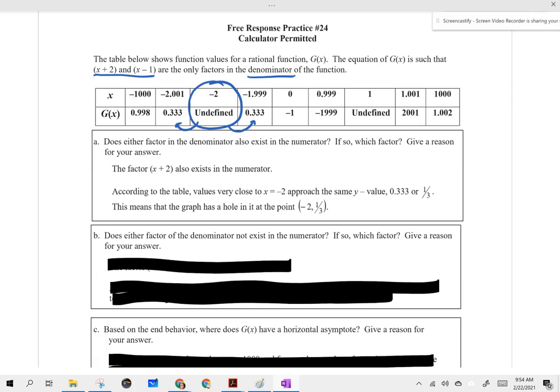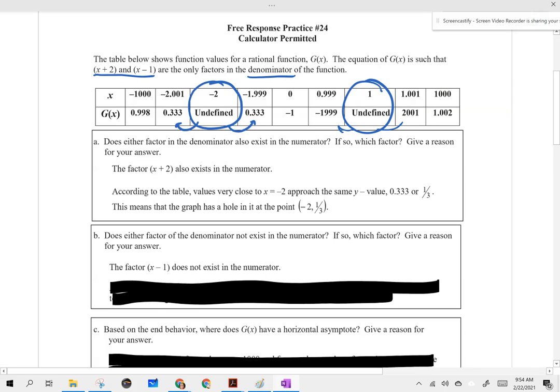On B, does either factor of the denominator not exist in the numerator? If so, which factor? Give a reason. All right, so we need to look where the other function is undefined, and then look to see if that's another hole or not. So we need to look to the left and to the right. So the factor x minus 1 does not exist in the numerator.